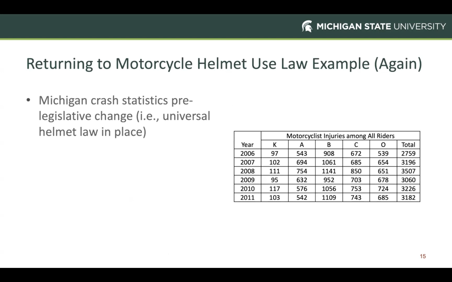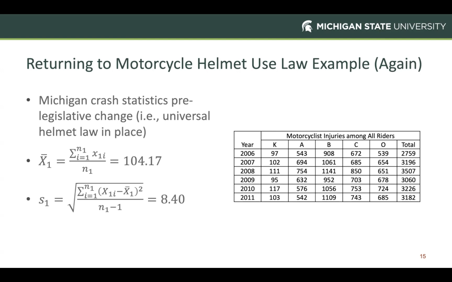And so starting first of all with the pre-law change, so from 2006 to 2011, we want to calculate our sample means and variances or standard deviations for these fatality statistics. And so X1 bar during the before period prior to the change is going to be equal to 104.17. And again, that's fatalities per year. The associated standard deviation, just taking the difference of each of these from 104.17, squaring, summing, and then dividing by n-1 or 5 in this case, would give us a sample standard deviation of 8.4.